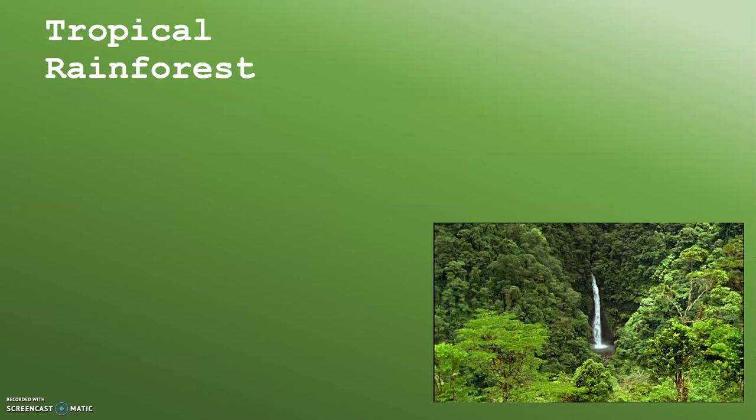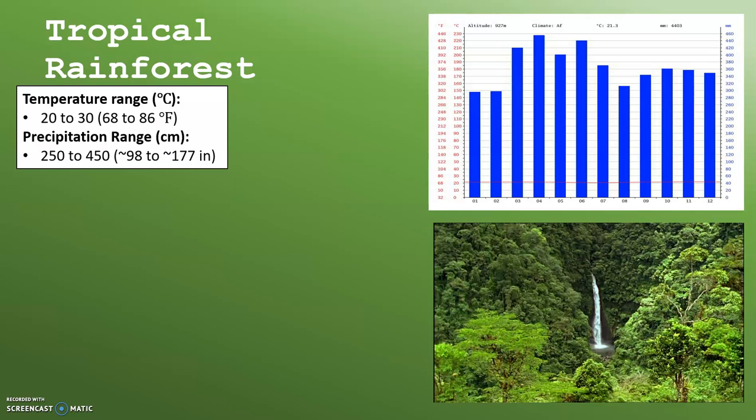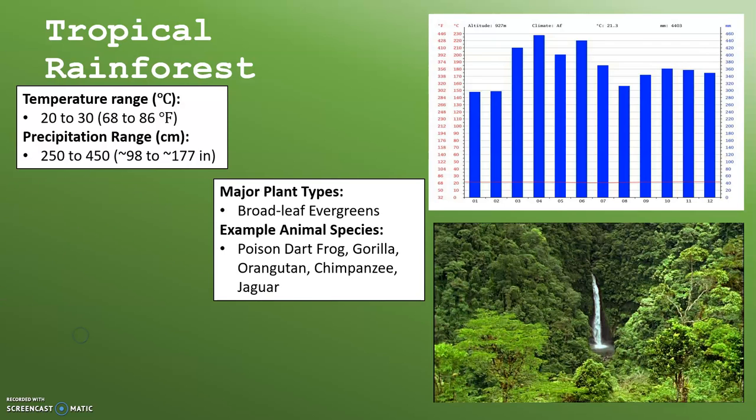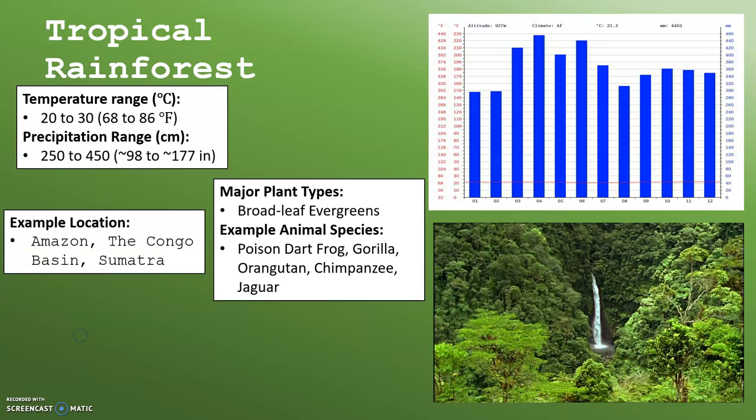Tropical rainforest. Some of our locations are Brazil, Congo, Indonesia, Bolivia. It's hot and wet year-round. Major plant type is broadleaf evergreen trees. So we think of evergreen as pine trees. It doesn't just mean that they're green all the time. Large woody vines and climbing plants, orchids and bromeliads.